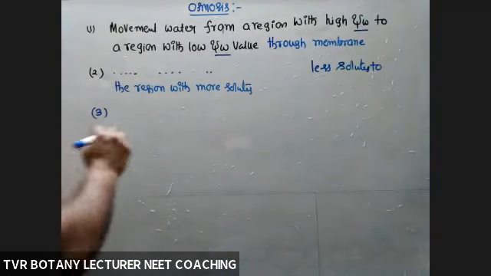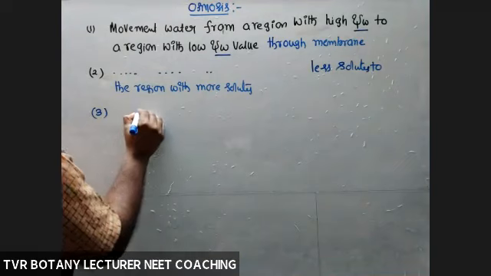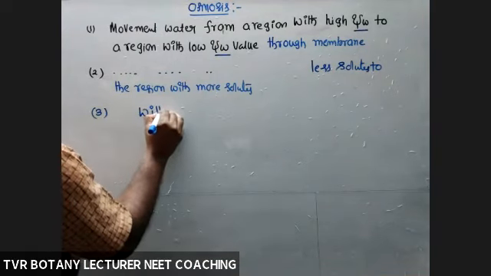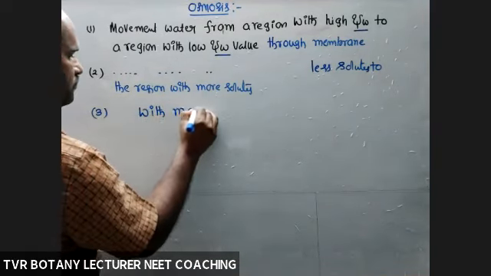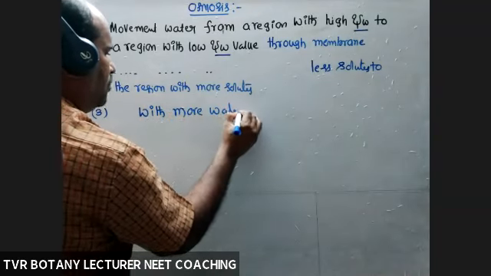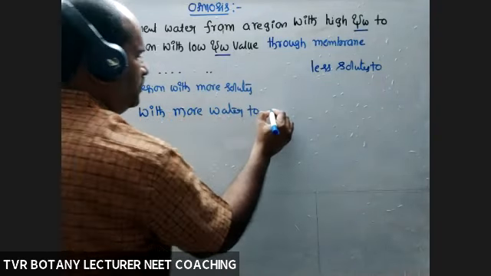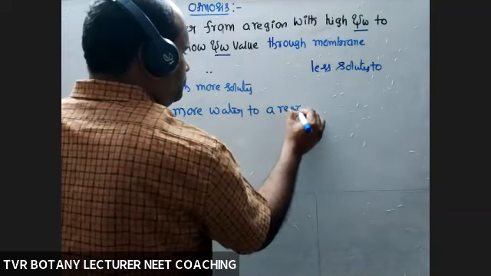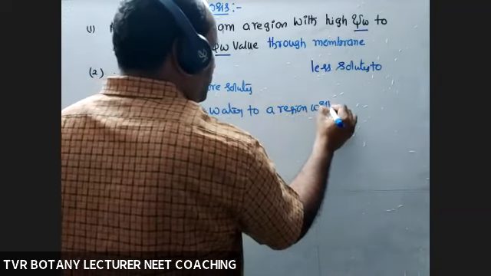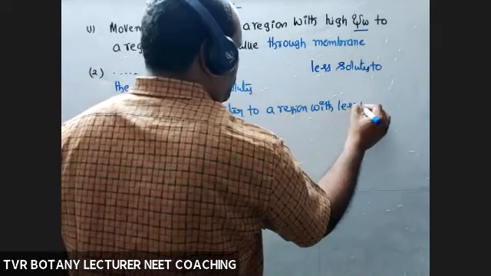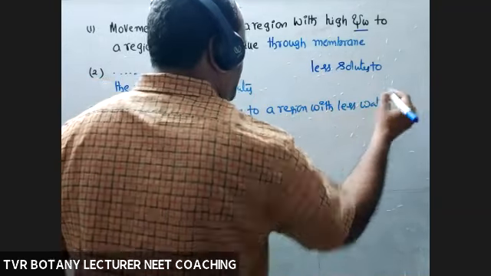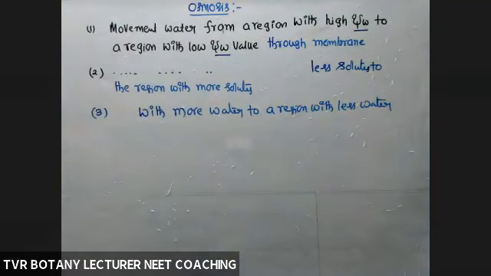Third definition, a region with more water to a region with less water across the membrane, common statement. With more water to a region with less water across the membrane.